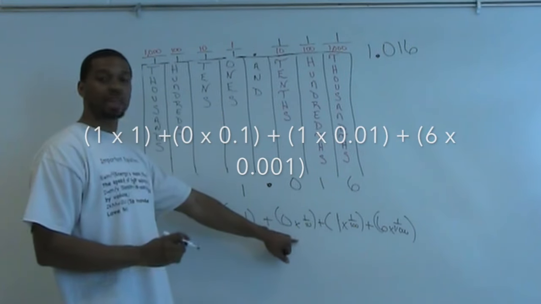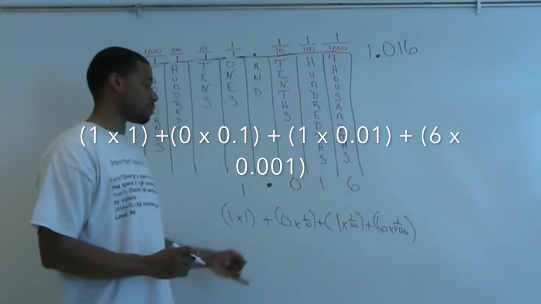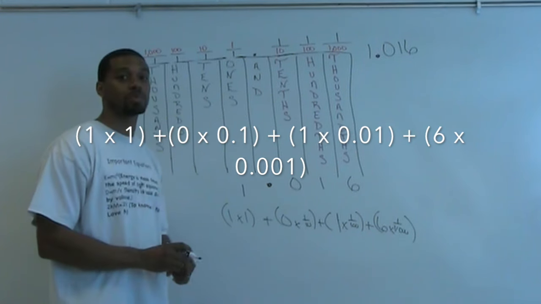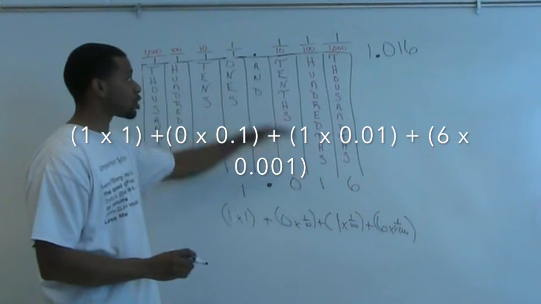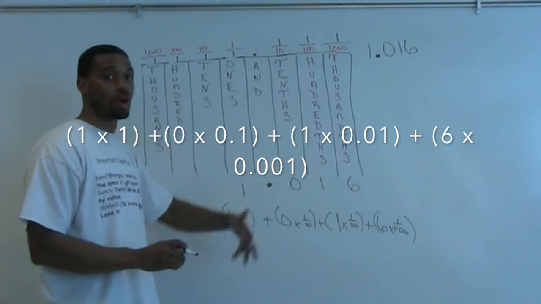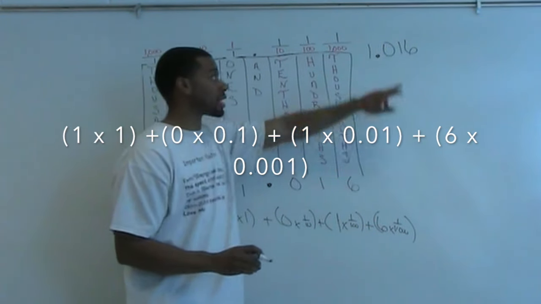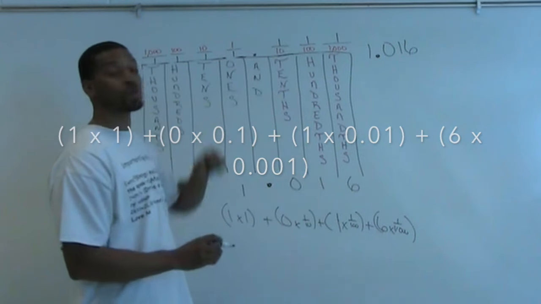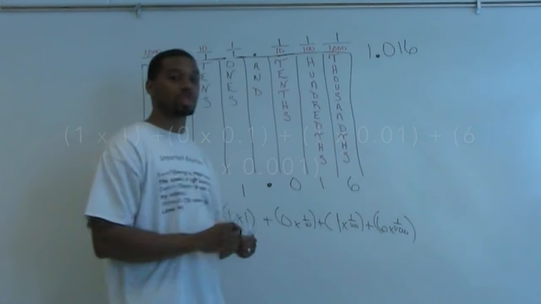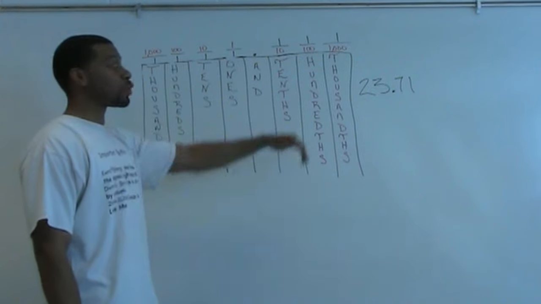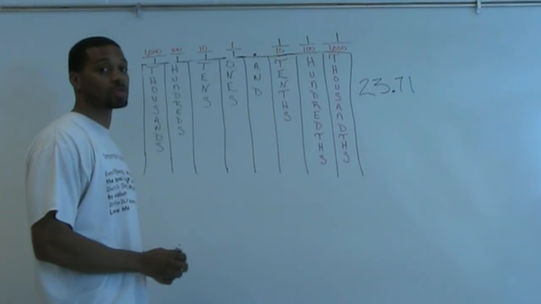You don't necessarily have to write the 0 times 1/10 because 0 times any number is 0. I just did it to show you consistently how we'll use the chart. Whatever digit is in that column is multiplied by whatever you have at the top. Let's try another one. Alright, my next number is 23 and 71 hundredths.